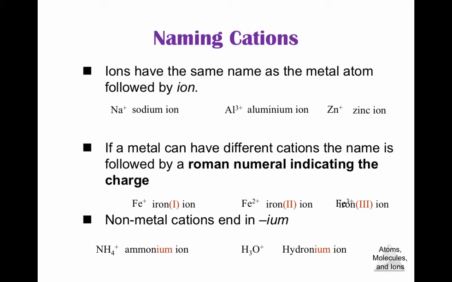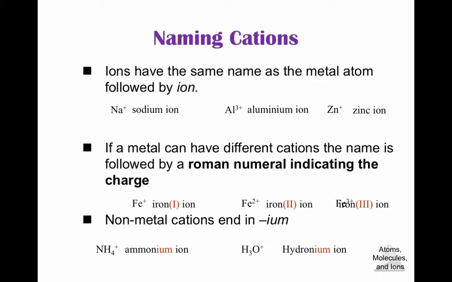Now, naming cations. Ions have the same name as the metal atom followed by ion. So if it's Na+, it's the sodium ion, Zn2+, zinc ion. If a metal can have different charges, then you have to include the Roman numeral. Fe+ would be iron 1, Fe2+, iron 2, Fe3+, iron 3, or you can use the Latin names.